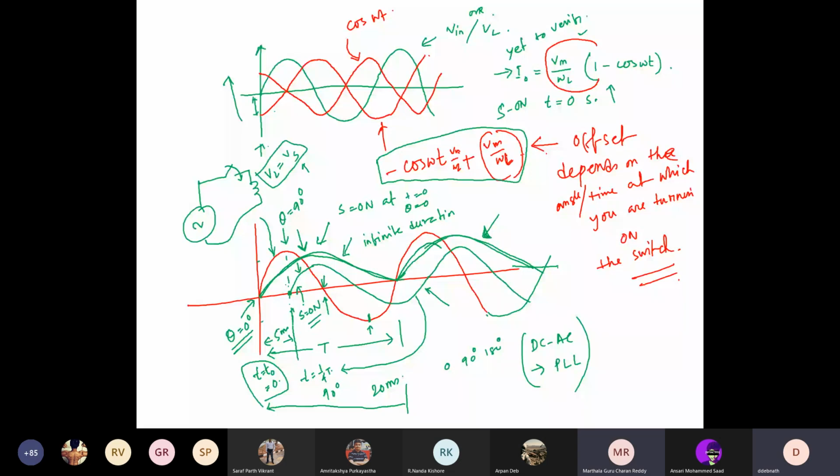Yes. It will start from 0 and then the current will start going negative. Then it will follow this graph. It will remain in the negative. No. It will start with negative, but eventually it will go to positive from here, again after a period.